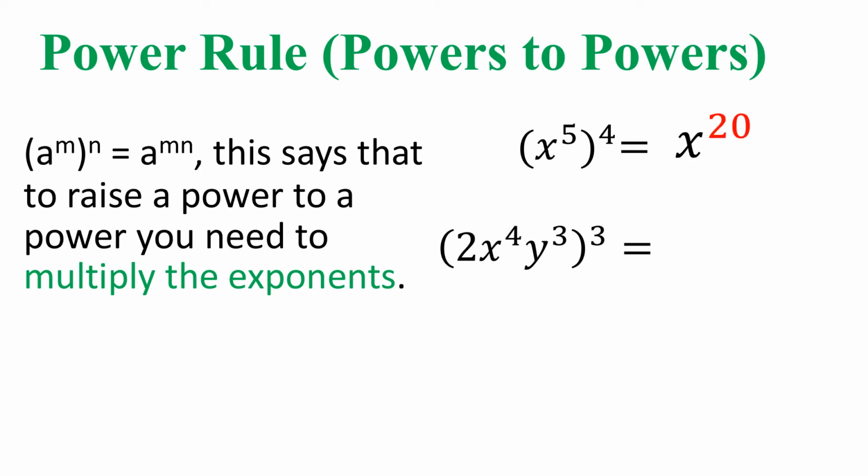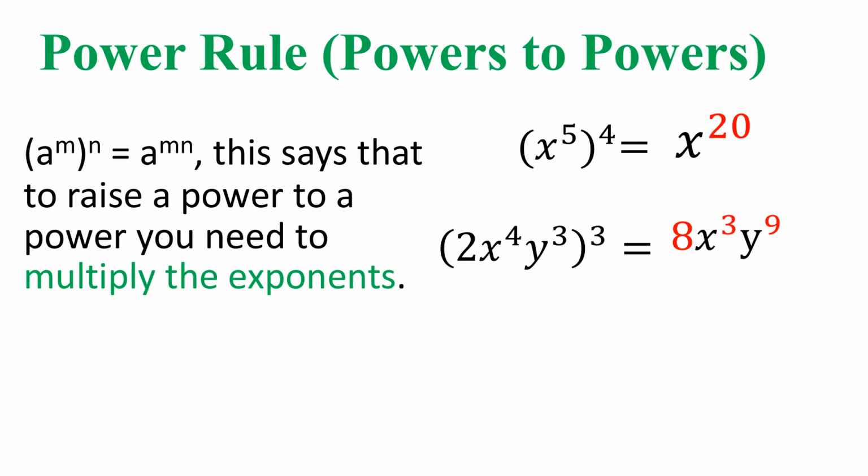For the second example, we do the same thing. Everything inside the parentheses is raised to the power of 3, which means it's multiplied by itself 3 times. So 2 to the power of 3 gives us 8. x to the power of 4 raised to the power of 3 gives us 4 times 3, which is 12. And then y to the power of 3 times 3 is y to the power of 9.